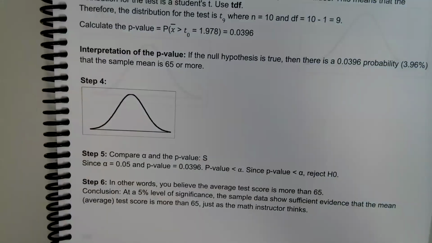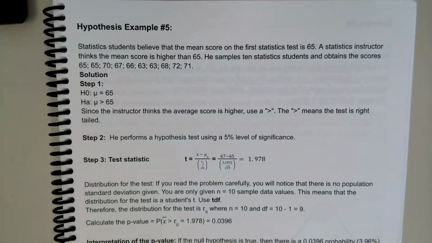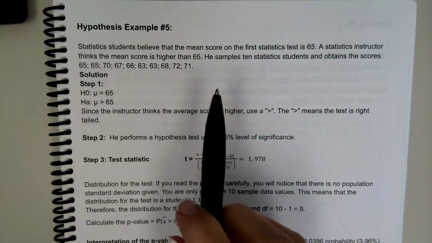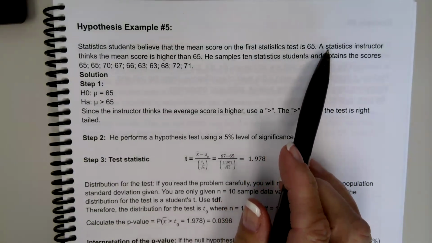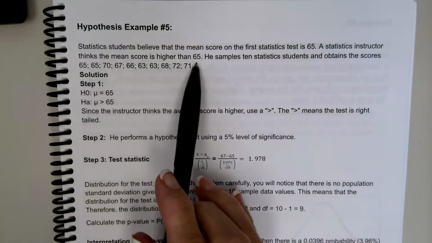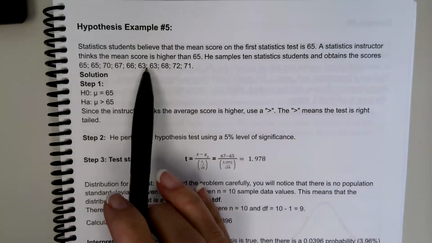Okay, so we're gonna kind of put it all together. I'm gonna do one for you, and then we will try one on our own. So example 5 says statistics students believe that the mean score on the first statistics test is 65. A statistics instructor thinks the mean score is higher than 65. He then samples the students and obtains these scores.